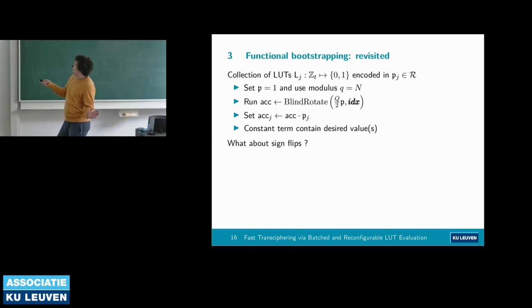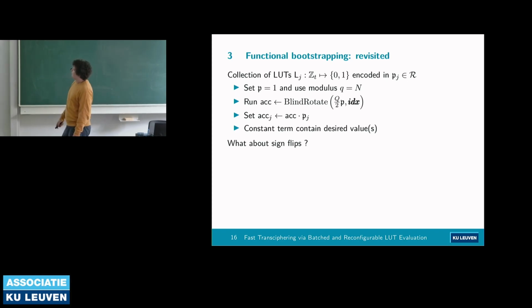So assume we have a set of lookup tables mapping from some space to bits. And obviously we can again encode these lookup tables into polynomials. What we can do first is we set this rotation polynomial for blind rotate to 1, use a modulus equal to n this time, do the blind rotation, and from this accumulator we just start multiplying with our lookup table polynomials. And as I've shown a few times before, then the constant term will fully depend on the encoded index.